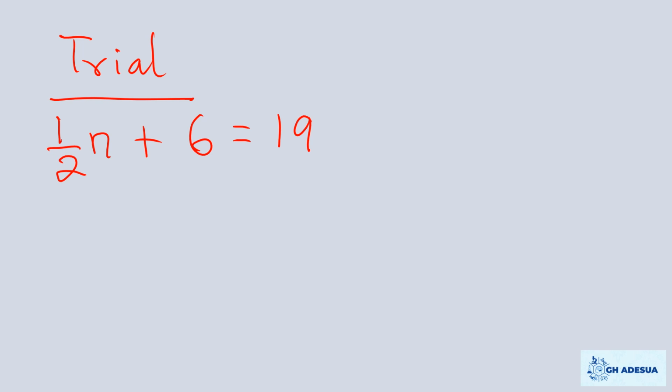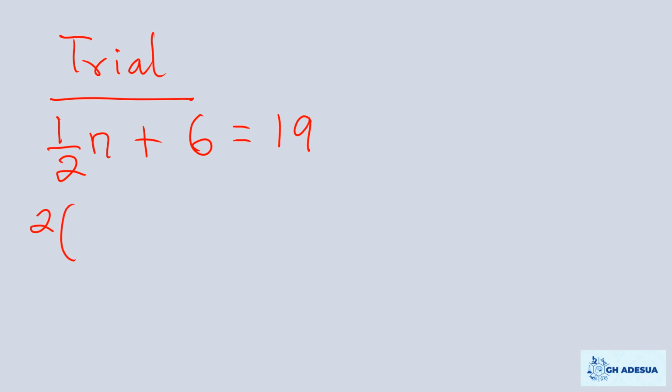Okay, I guess you have finished solving. That's why you are continuing the video. That's fine. So let's compare your solution to what I am about to do. So you have 1 over 2n plus 6 is equal to 19. First step, clear fractions. What's the LCM? There's no other denominator except 2, so you multiply through the whole equation by 2.